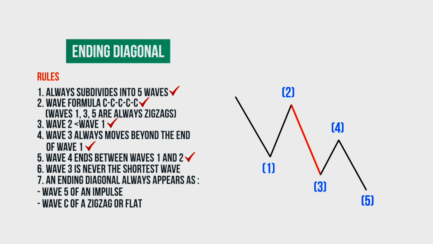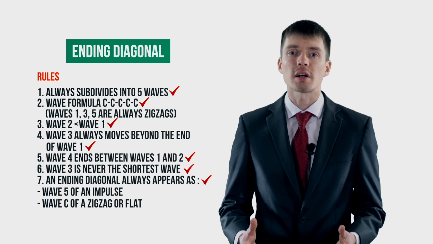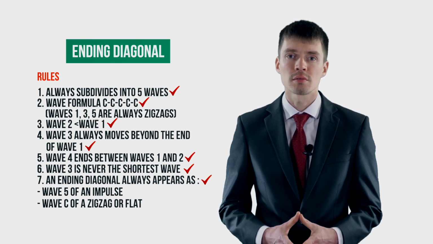Also check that wave 3 in the ending diagonal is not the shortest among waves 1 and 5. As for the location, the descending pattern also appears in the wave 5 position of impulses or in the wave C position of zigzag. Thus, the main difference between the ending diagonal and the leading one is that the 1, 3, and 5 waves of the ending diagonal take the form of zigzags, and in the leading diagonal, these waves are motive and are formed in the form of impulses. Another difference concerns the location of the pattern. The leading diagonal appears at the beginning of trends, and the ending diagonal appears at the end of trends.